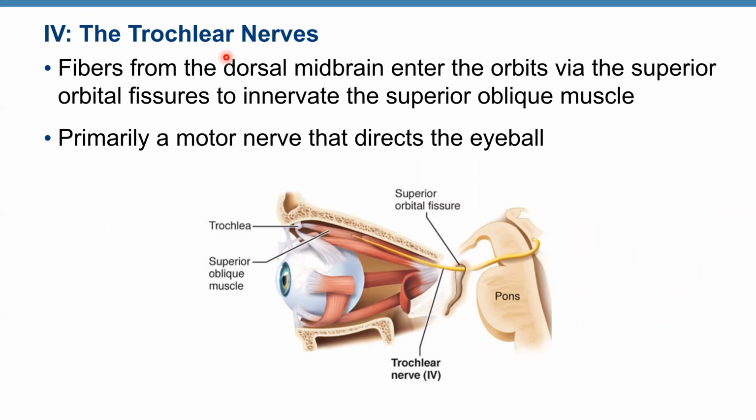Trochlear nerve. Trochlear nerve, number 4, is also a motor nerve, and it also innervates an eye muscle. It innervates just one muscle, called the superior oblique. So it goes from the dorsal part of the midbrain to the superior oblique, and it also moves the eyeball.